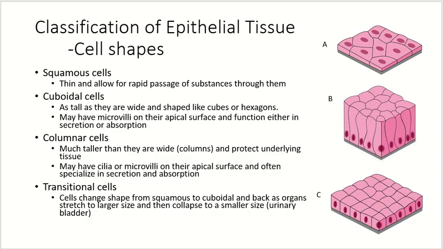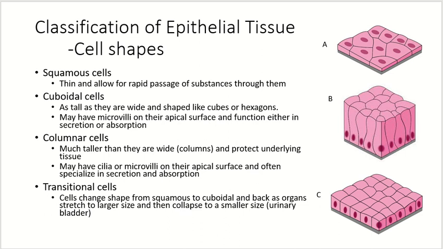The next way that we can classify our epithelial tissue is based on the shape of those cells. All right, so our first type of cell shape classification that we have is the squamous cell. These are going to be made up of thin cells that are going to allow for rapid passage of various substances through them. These are, again, great for filtration, diffusion, etc. You can see these here in A. These are squamous cells.